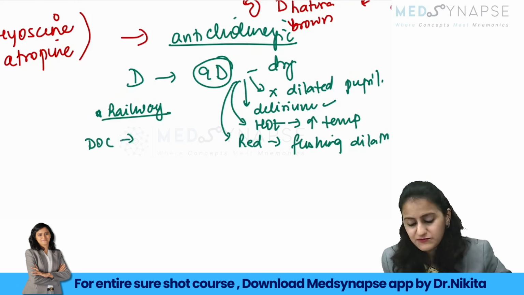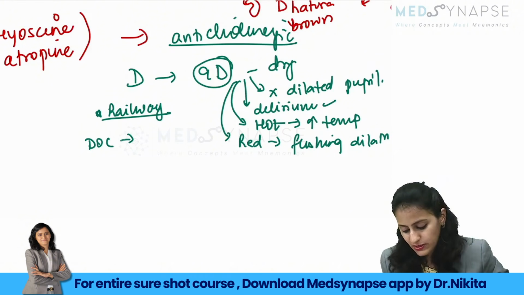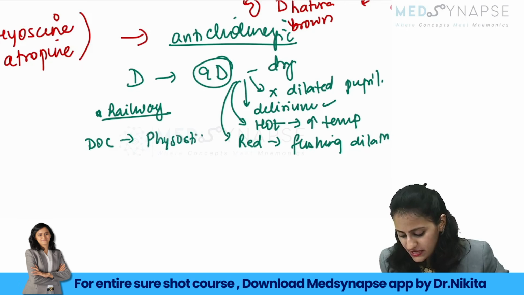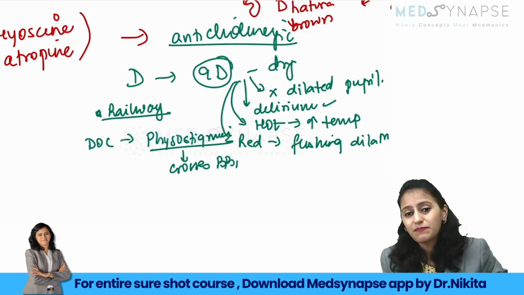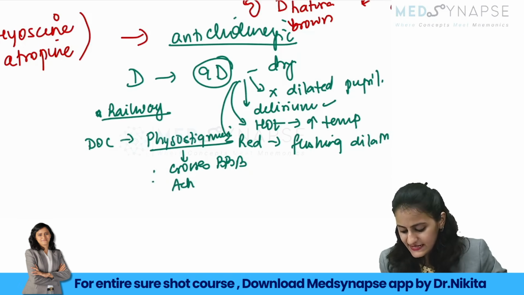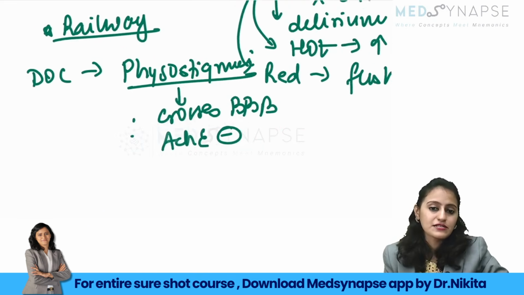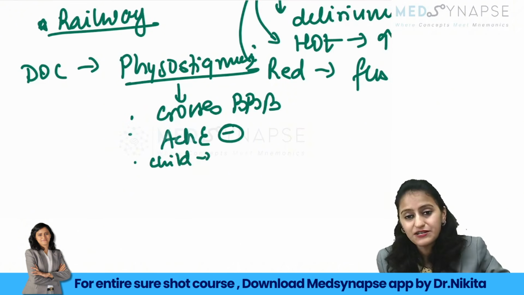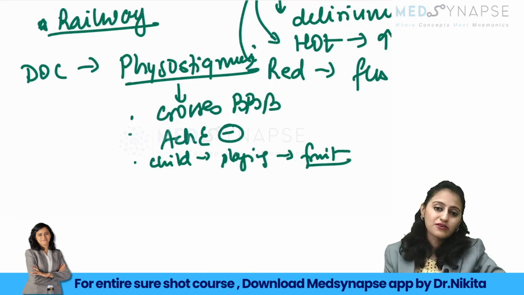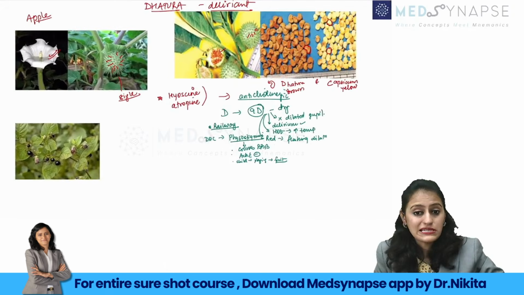What is the drug of choice for Datura? Because this is anticholinergic, we give a drug which increases the acetylcholine levels, that is physostigmine. The drug of choice is physostigmine. Why? Because it crosses the blood-brain barrier and it is an acetylcholinesterase inhibitor. That means it will increase the levels of acetylcholine by preventing degradation by acetylcholinesterase. The general history is a child who, while playing, ate some fruit from the plant. Okay, that's the classical history given in Datura. Generally, the drug of choice is physostigmine.